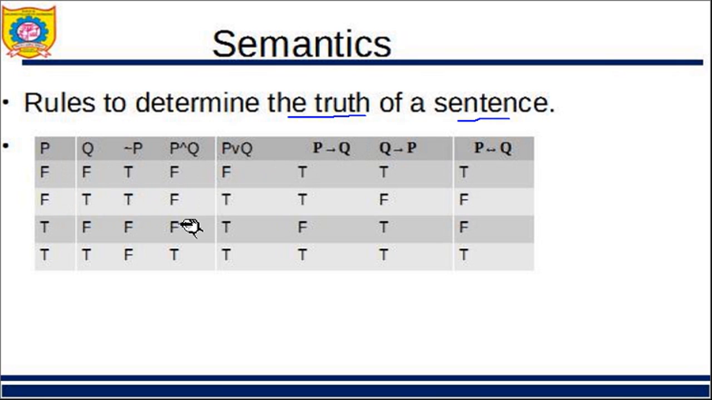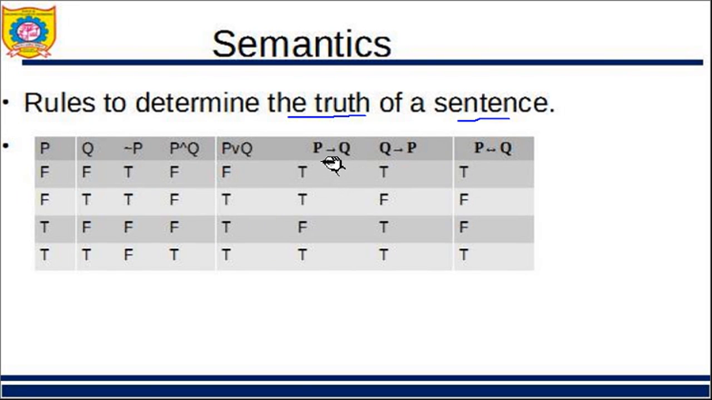In this fashion I have AND. F and F is F. 0 and 1 is 0. 1 and 0 is 0. And 1 and 1 is 1, that is nothing but true. P or Q: F or F is F, F or T is T, T or F is T, and T or T is T.